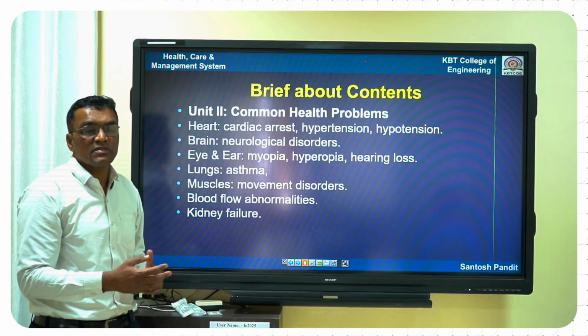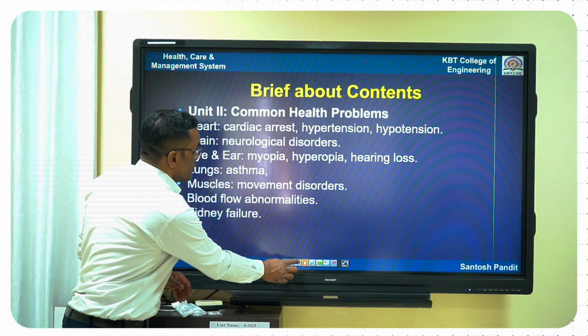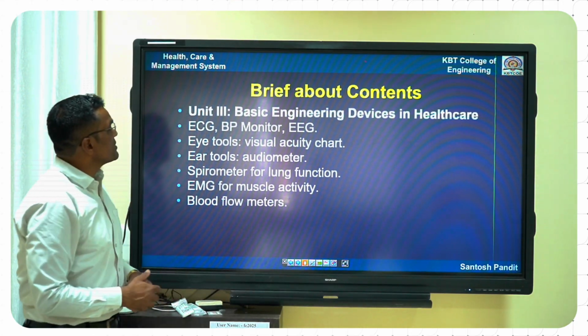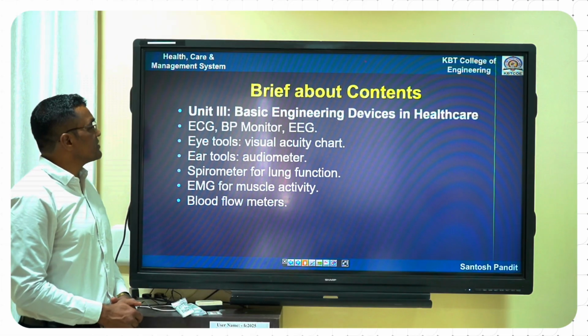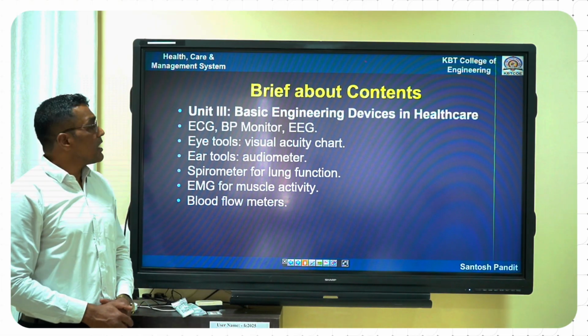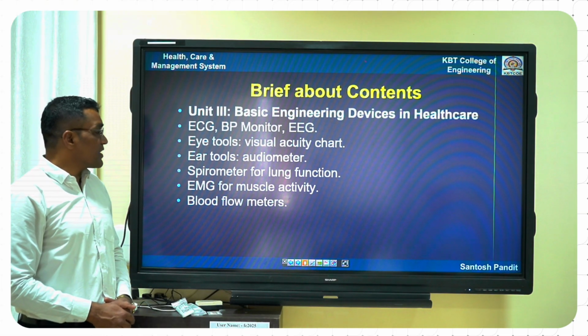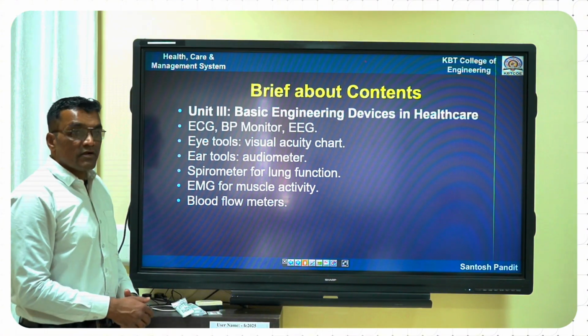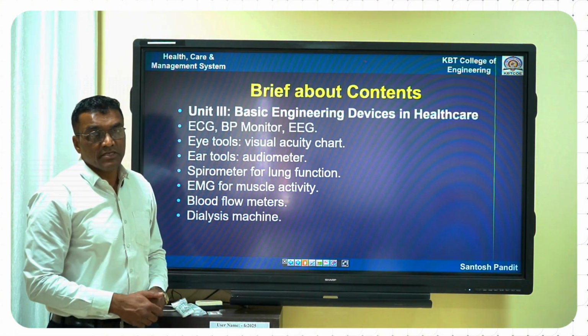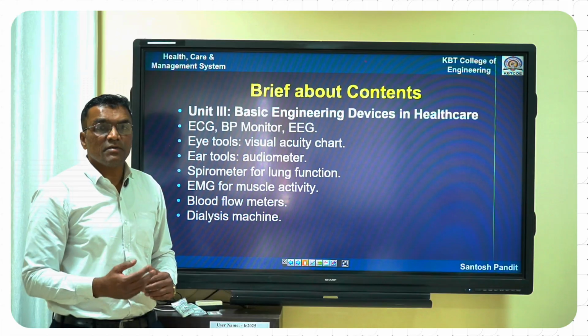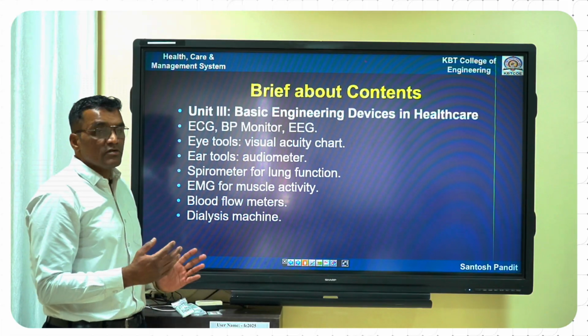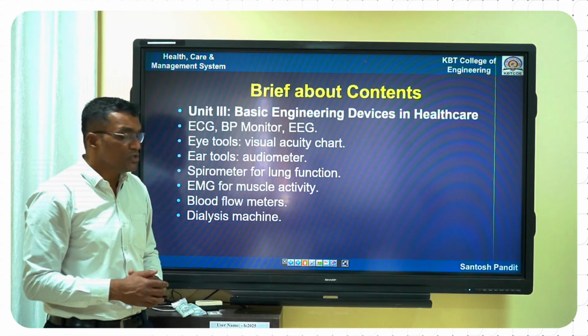Once a problem comes, now it's the role of instruments. So unit number 3 will be totally focusing on instruments, the working principle of ECG, BP, EEG, eye tools, ear tools, spirometer, EMG, blood flow meters, dialysis machines. So how the filtration happens in our body for removing the toxins. It will be totally focusing on the working principle of the instruments.